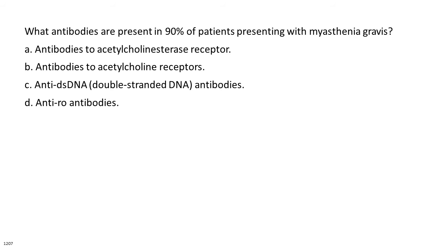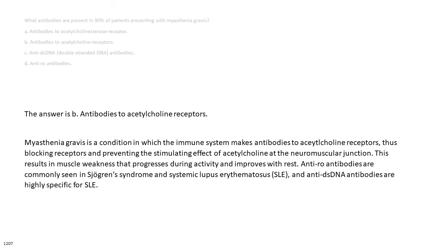What antibodies are present in 90% of patients presenting with myasthenia gravis? A. Antibodies to acetylcholine esterase receptor. B. Antibodies to acetylcholine receptors. C. Anti-dsDNA, double-stranded DNA, antibodies. D. Anti-Ro antibodies. The answer is B. Antibodies to acetylcholine receptors.